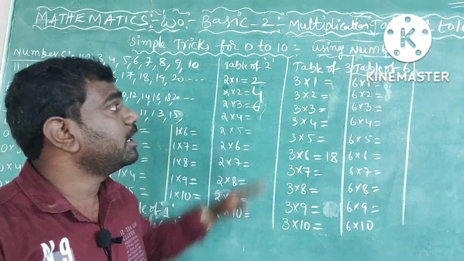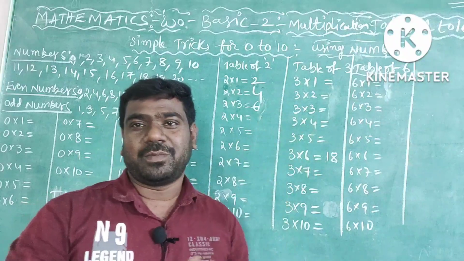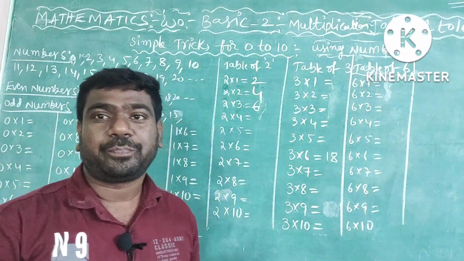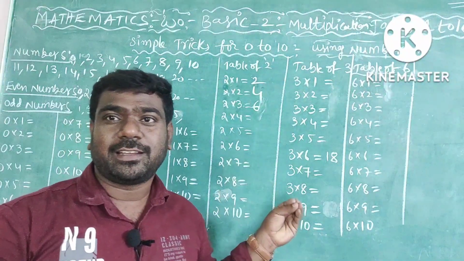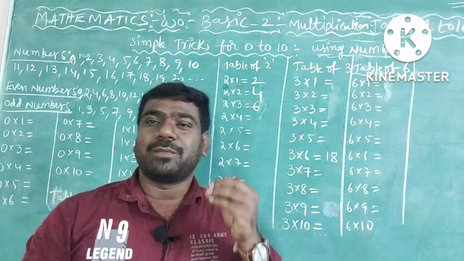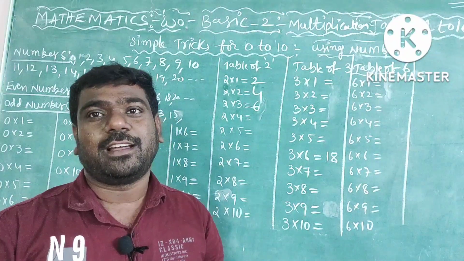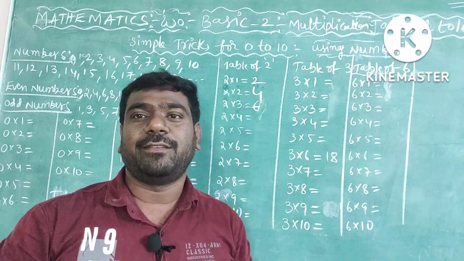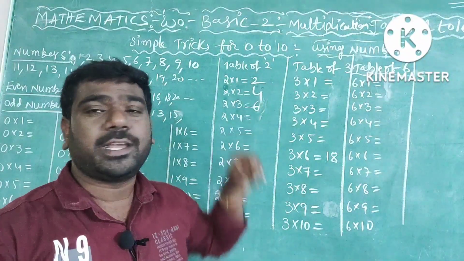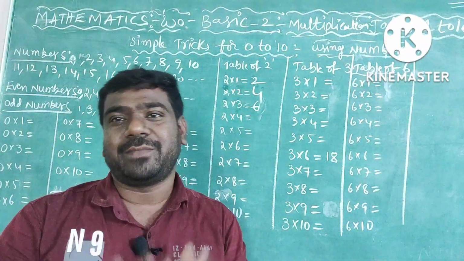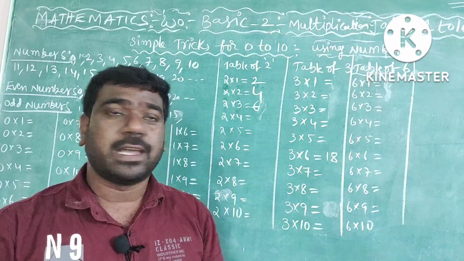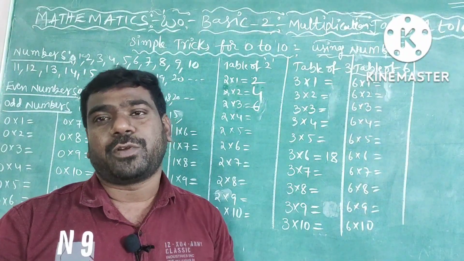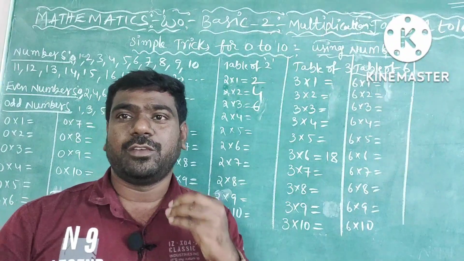Okay, like this we can write all tables. Instead of that, I will provide some simple tricks to remember the tables. How many? 0 to 10. So today I will explain how to remember the 0 to 10 tables in an easy manner. That is the original process, but instead of that, I will provide simple tricks for you.